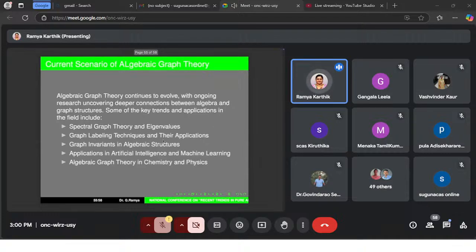And next one, the current scenario of algebraic graph theory. Algebraic graph theory is an exciting field where algebraic structures like groups, rings, and matrices help to analyze graphs beyond their visual representation. In today's fast-moving world, algebraic graph theory is widely used in spectral graph theory, where eigenvalues reveal the graph's connectivity, expansion properties, and robustness.